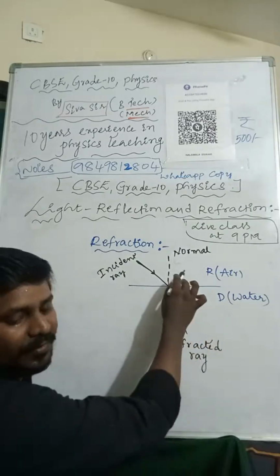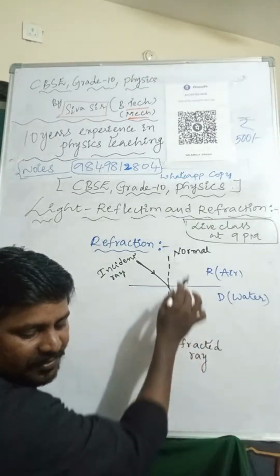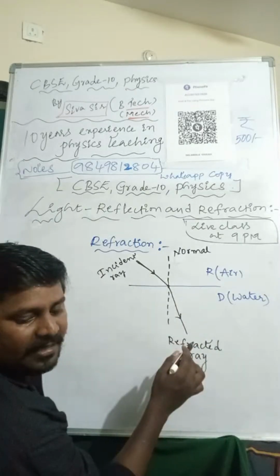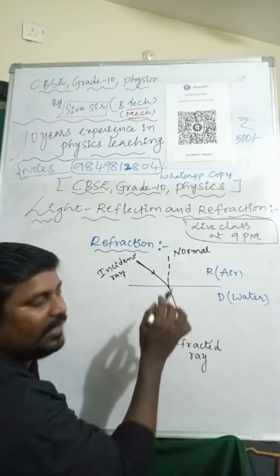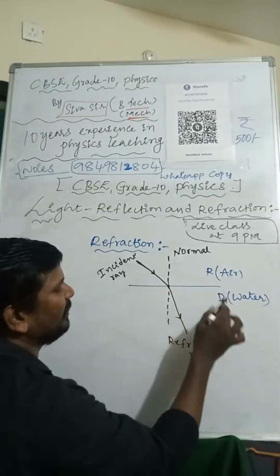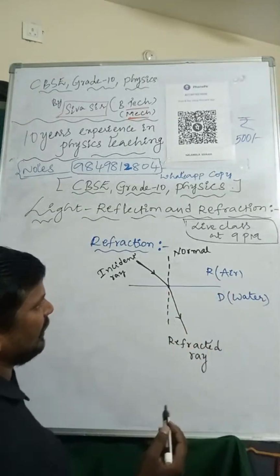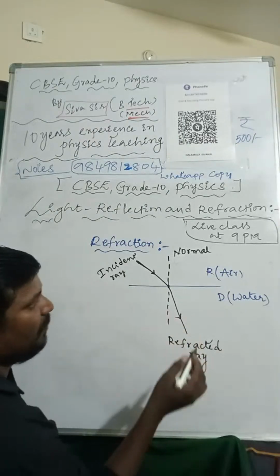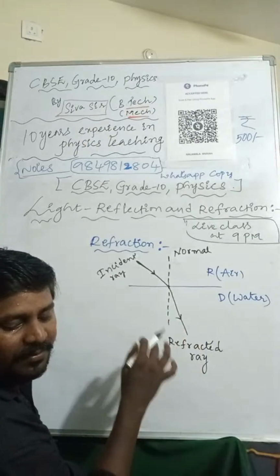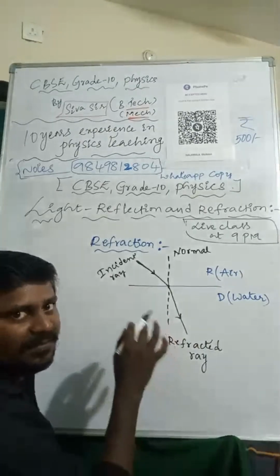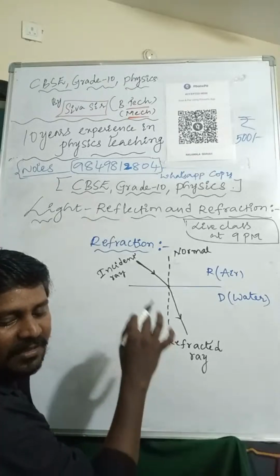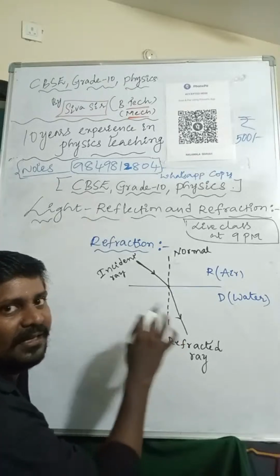The light ray is moving from rarer to denser, so it bent towards the normal line. The phenomenon of bending of light at the interface of the two media is called refraction of light.